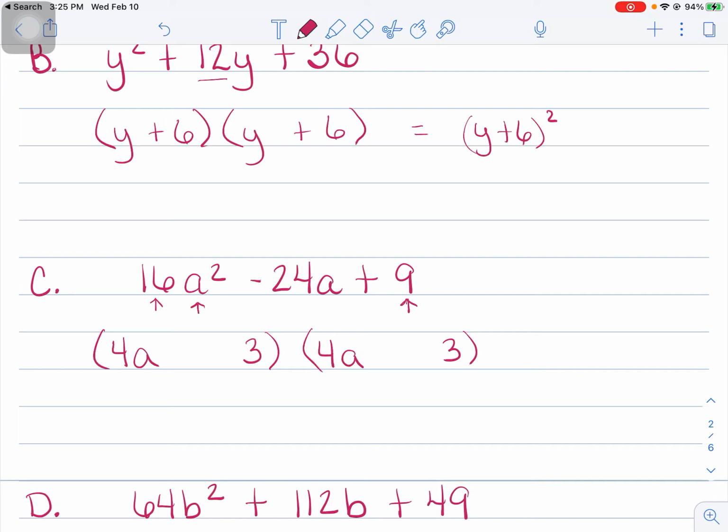Now, I have to be careful here because I want my two terms, when they multiply, to get me a positive, but when I add them, to get me a negative. So I have to think about that. If I do 4 times 4 and get 16a squared, fantastic. But if I do 4a times 3, I get 12a. I need them to add up to be a negative 24, and I need them to multiply to get me a positive. Well, I know that a negative times a negative is the only thing that's going to get me a positive. So this is my factored form, which I also can write as 4a minus 3 squared.